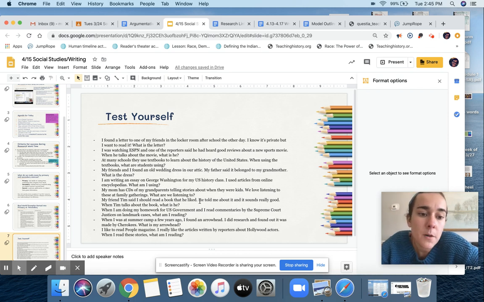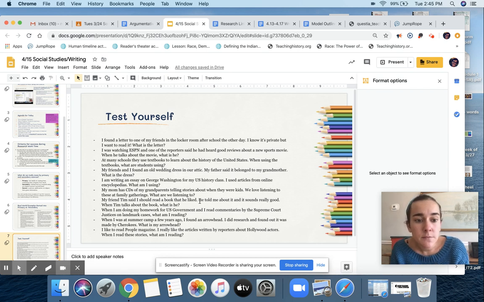On the other hand, if you're watching ESPN, and just a video of the game that they're playing, that'd be a primary source. But what if the reporter said he had heard good reviews about a new sports movie? So when he's talking about the movie, he becomes a secondary source, right? He's telling you, you're getting secondhand information about something original, which is the movie. Textbooks are the classic example of a secondary source to learn about US history.